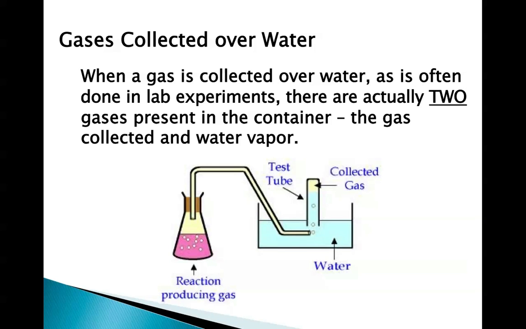Now, one thing I want to talk about, and this is actually something that's going to be involving your honors reference table, so we'll talk about that more tomorrow in class. When a gas is collected over water, as is often done in lab experiments, there's actually two gases present in the container: the gas that we were interested in collecting and the water vapor. And this presents a little bit of an extra step that we need to consider.